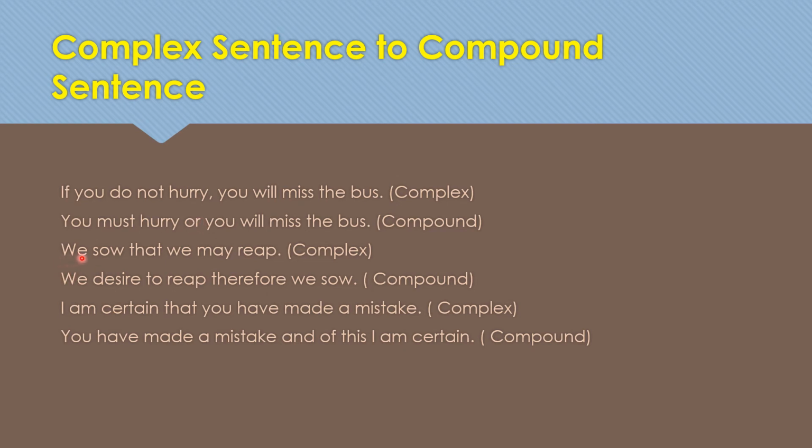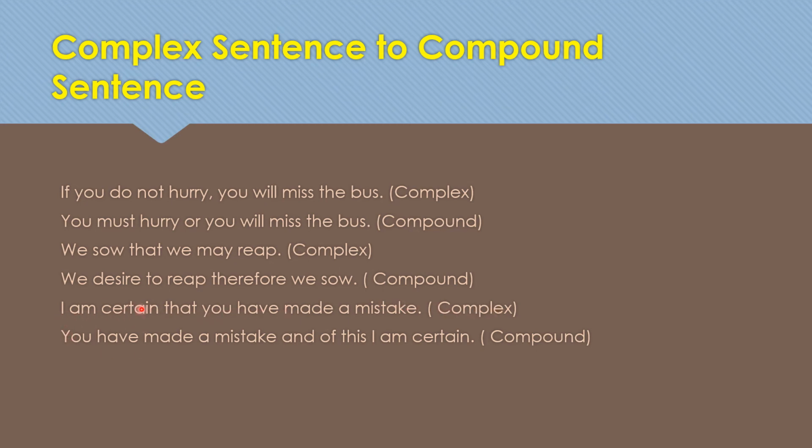The next example: we sow that we may reap. This is a complex sentence. We sow, main clause. That we may reap is the subordinate clause. Now, here in this sentence, we have to change it into the compound. So we have used the coordinating conjunction. Therefore, we desire to reap. Therefore, we sow. Or you could also say, we want to reap. Therefore, we sow.